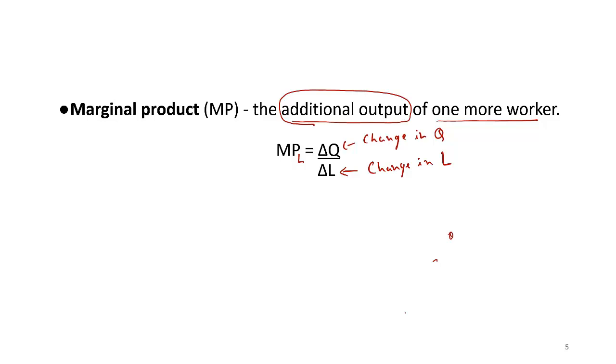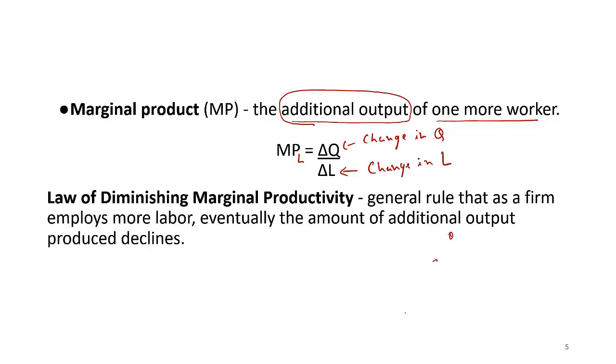Now related to this concept, there is a concept, the law of diminishing marginal productivity, which says that the general rule is that as a firm employs more labor, eventually the amount of additional output produced declines. That means as you keep on hiring more and more people, it doesn't mean that your additional person is going to produce more. Eventually the rate at which it increases keeps on decreasing. It will be clearer if we follow on the example that we did in the previous slide.